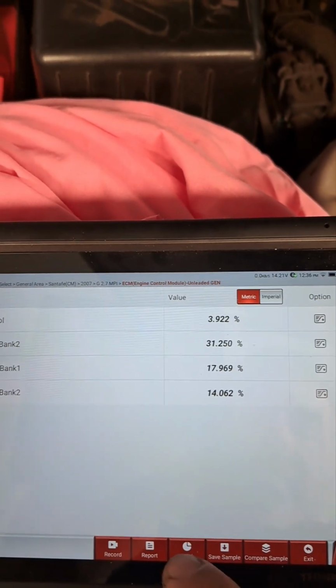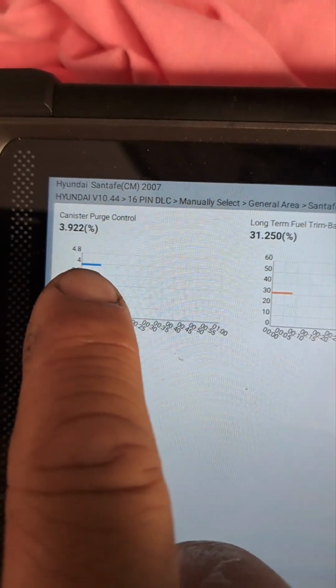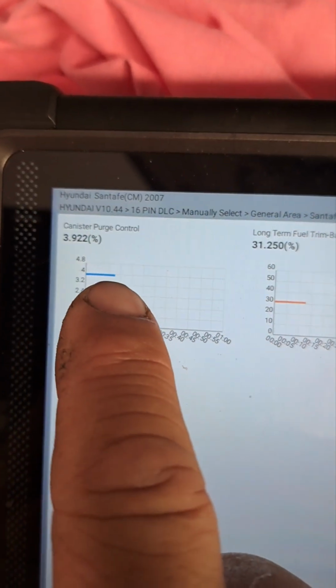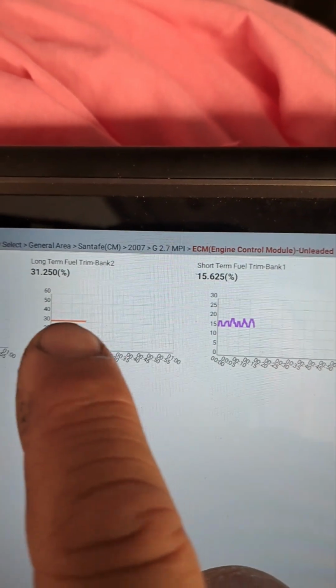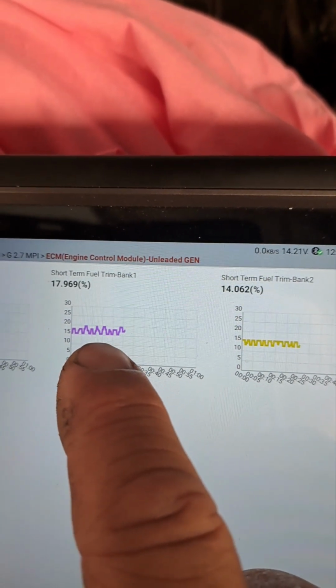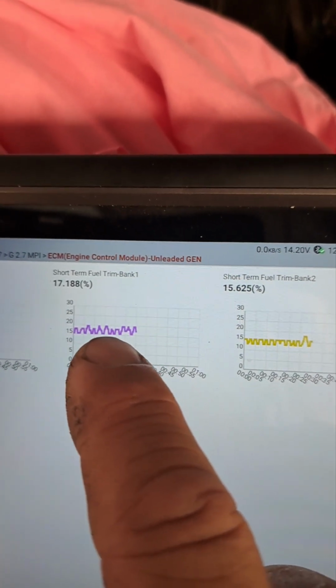So if we have a look at the graph, there's not really much I can show you with the graph except for the canister purge is either going to be on or off, and maybe a little bit more of percent, as in how long it stays on for. But we can see that's nice and steady. Don't care about that at the moment. Long-term fuel, well, look at that, 31.25%, which is pretty average. That's a lot of compensation. And look at this, guys, it's all over the joint. That's quite erratic. For me, that's quite erratic.